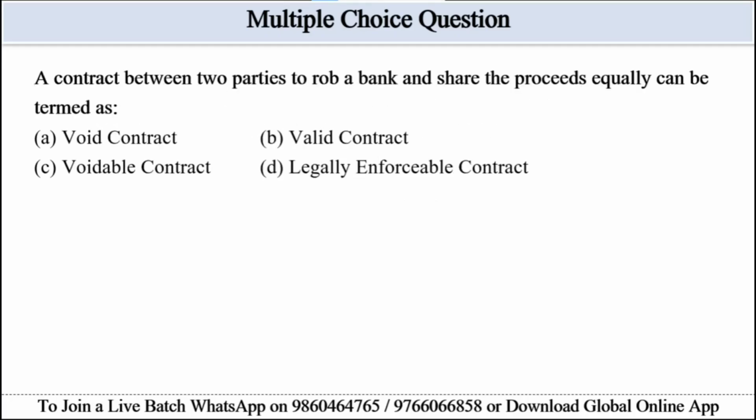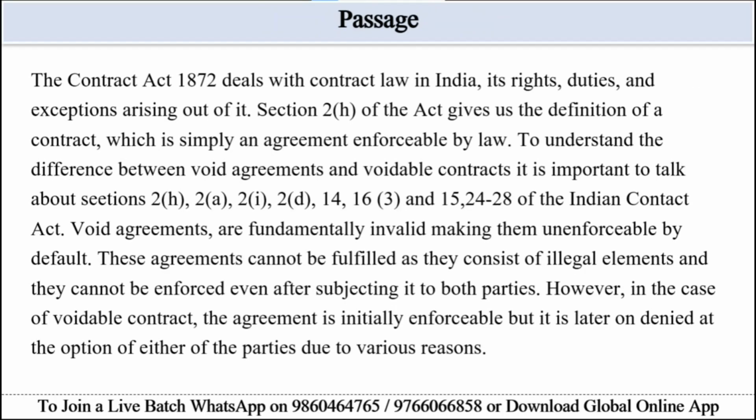Next question: a contract between two parties to rob a bank and share the proceeds equally can be termed as. Options are given: void contract, valid contract, voidable contract, and legally enforceable contract. So guys, let's see keywords: rob a bank, share proceeds, and contract. So the relevant portion for this question in the passage is: agreements involving illegal acts are typically void.